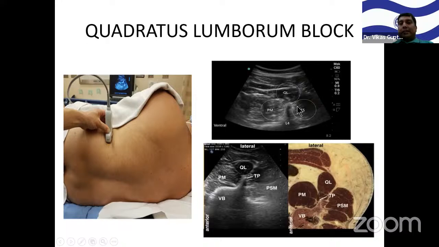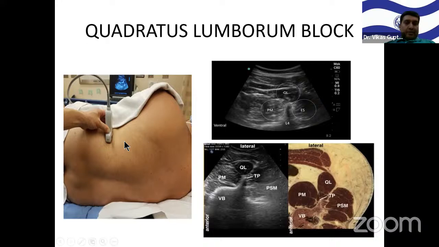The 3 muscles like 3 petals are the quadratus lumborum, the psoas major, and the erector spinae. So this is the shamrock. We can also call it a thumbs up sign. In the transmuscular approach, we have to put the patient in the lateral decubitus position. We can use the USG linear probe, placed above the iliac crest at the mid-axillary line, and we have to identify the shamrock sign.